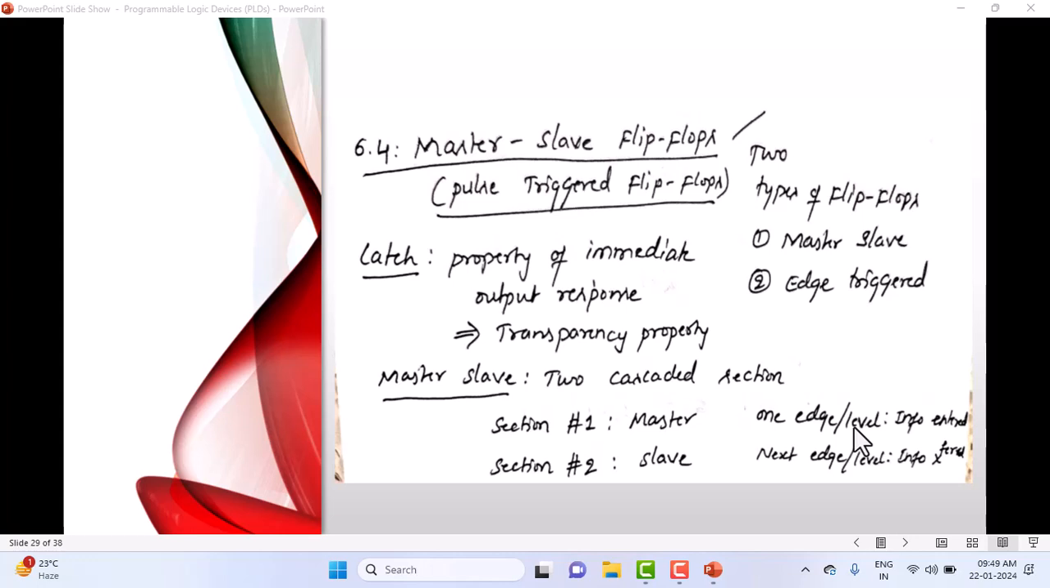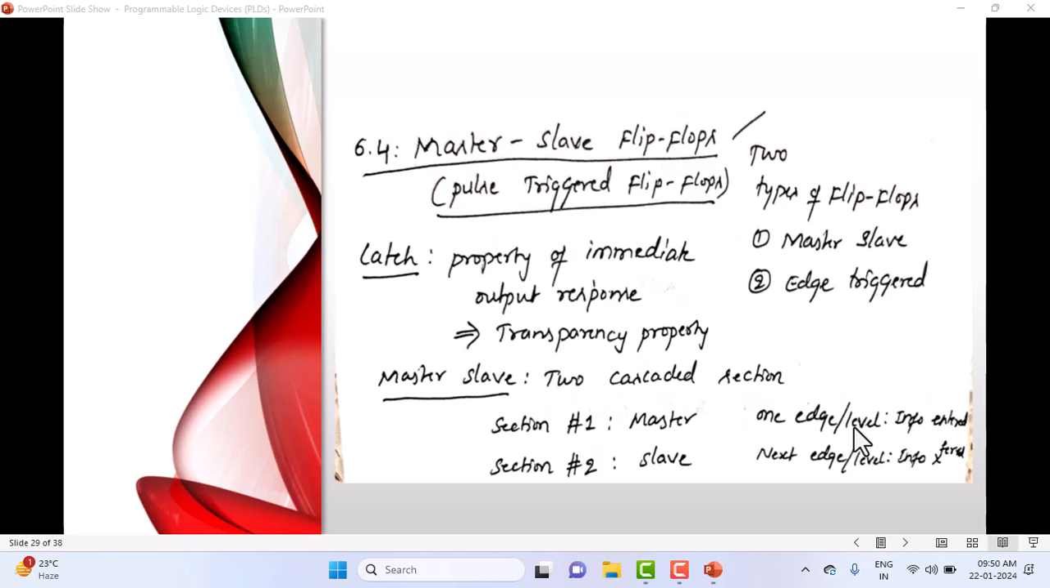One tricky, difficult thing for students to understand in master slave is that we normally don't pay attention to the timing diagrams, because that's very important when you are involved in master slave flip-flop design. You have to pay attention to the timing diagrams.